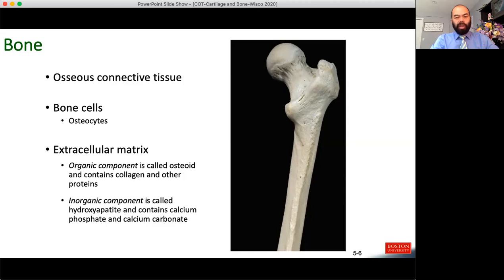So the nice hard structure of bone gives a good framework for our muscles. It does cause some issues if we have fractures. But the nice thing is bone is highly vascular, so we're able to repair bone much easier than we're able to repair cartilage. As you can see here, the main cell for bone is called the osteocyte. So osteocyte is to bone as chondrocyte is to cartilage.